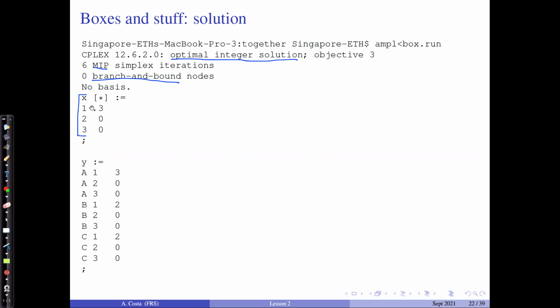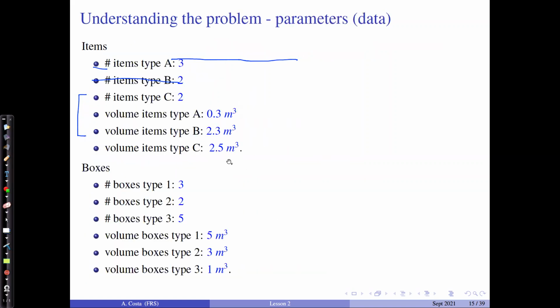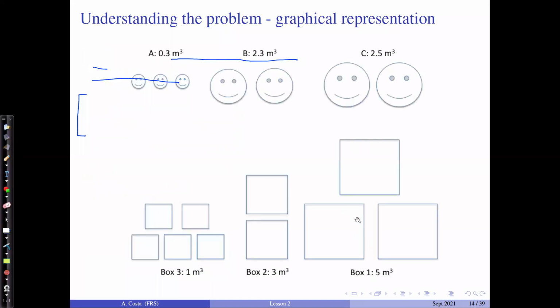So the solution seems to be, we use 3 boxes of type 1. The boxes type 1 were the 5 cube meter, right? So we use all these 3. And this seems to be enough to put all these items. If we sum the volume, here we have 5, here we have 4.6 and 0.9, right? So it's 10.5, definitely enough to be put inside all of that.